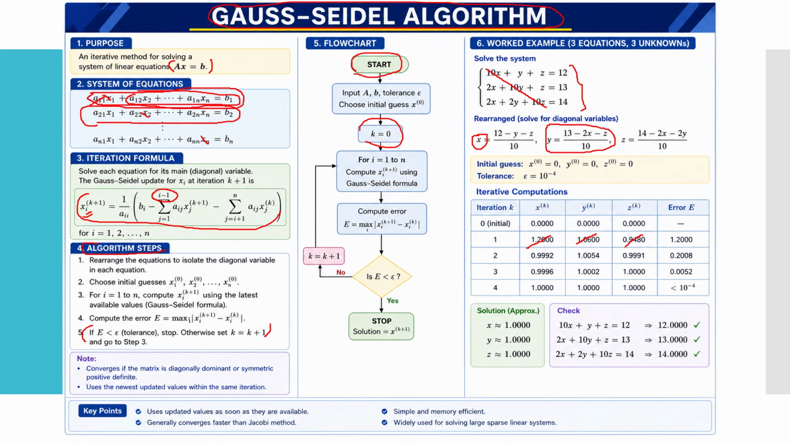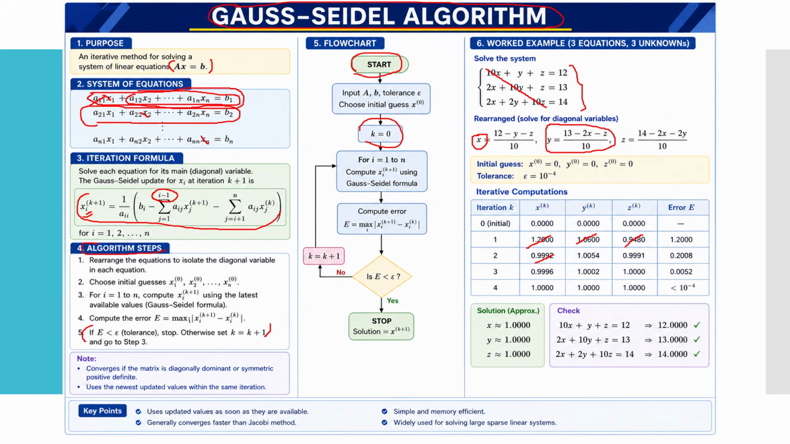So we can pursue the second iteration. When we are doing the second iteration, we use the first iteration result to calculate the new values. So for example, x is equal to 12 minus y, which has the value 1.06, minus 0.94, over 10. So we'll get 0.99. Again, for the second iteration, we'll use the first iteration value for a variable with index greater than g, where g is the variable being calculated, and the new updated value for a variable with index less than g.